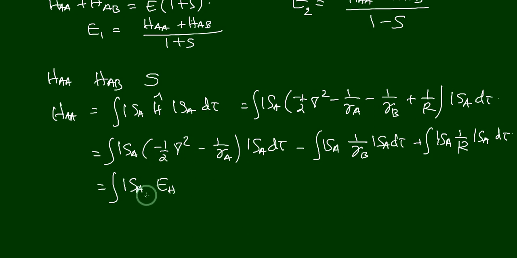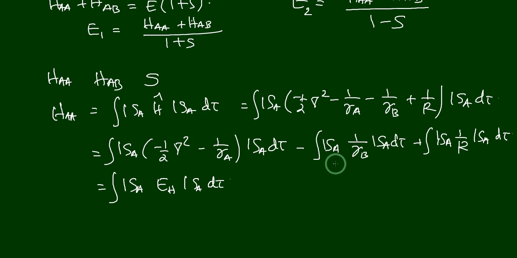So we can write it like EH. So 1sA EH, 1sA dτ. Okay, and then we have another integral, that is the second integral: integral 1sA 1 by RB 1sA dτ.